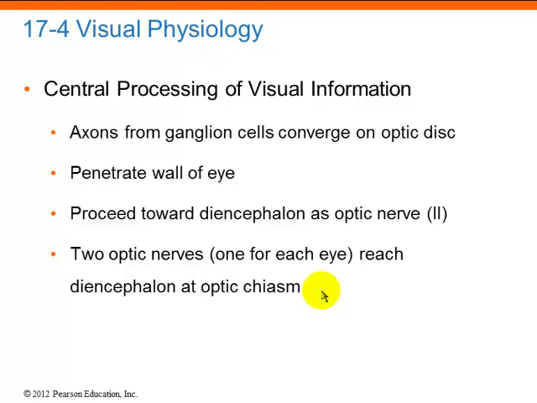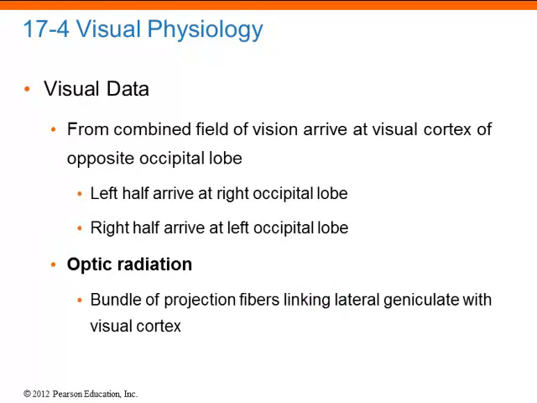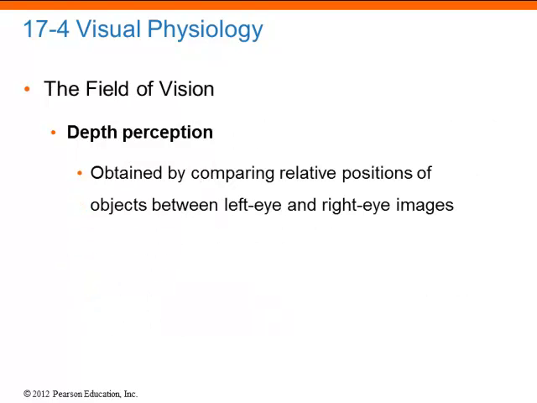It proceeds from the posterior surface of the eye to a point called the optic chiasm where they cross each other. That's going to occur at the diencephalon. From the optic chiasm, optic tracts will pass to the thalamus. From the thalamus, the optic radiation will carry the impulses to the occipital lobe, right and left visual cortex. Depth perception is achieved by comparing the right and left sides.